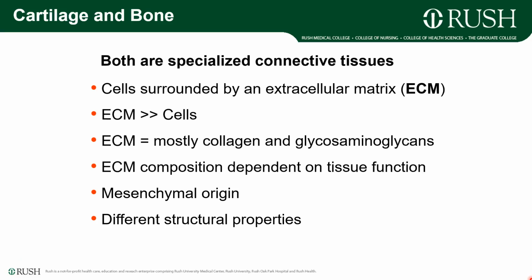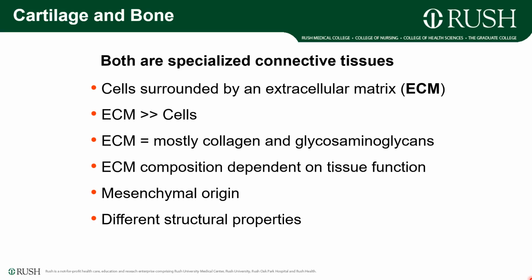Cartilage and bone have some common features. As such, they are both specialized connective tissues in which the cells are surrounded by extracellular matrix, or ECM. In these, the ECM volume is greater than the cells. ECM in these tissues is mostly collagen and glycosaminoglycans. The composition of the extracellular matrix is dependent on the tissue function, as will become apparent later.